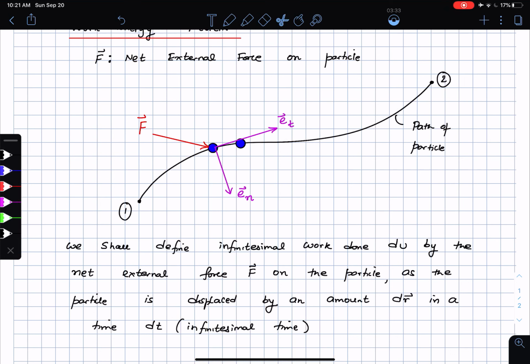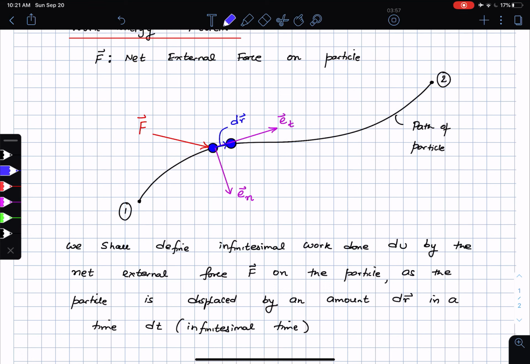This is the particle, and you will see the amount by which this particle has moved, which I'm going to call dr. This is the displacement of the particle in that very small time interval.